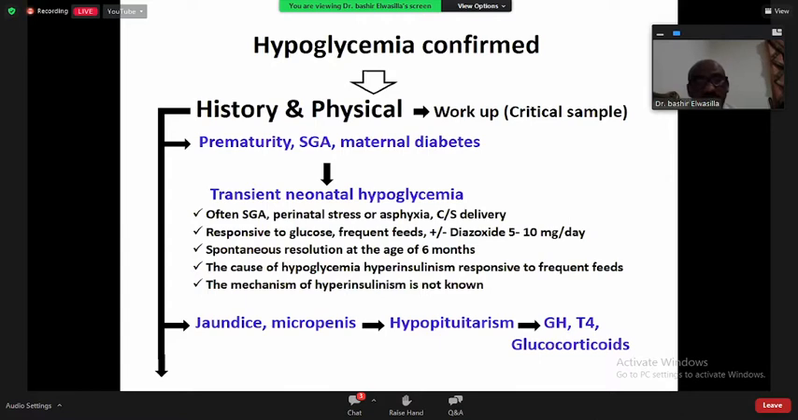So next, you have to look for jaundice and micropenis. Jaundice, I was talking about persistent jaundice continuing more than 14 days, with other signs like in history, like breech delivery, and then you have to think about hypopituitarism or isolated growth hormone deficiency. And here you have to take samples, and you have to treat with growth hormone and thyroxine and glucocorticoids like cortisol or hydrocortisone and fludrocortisone and others.